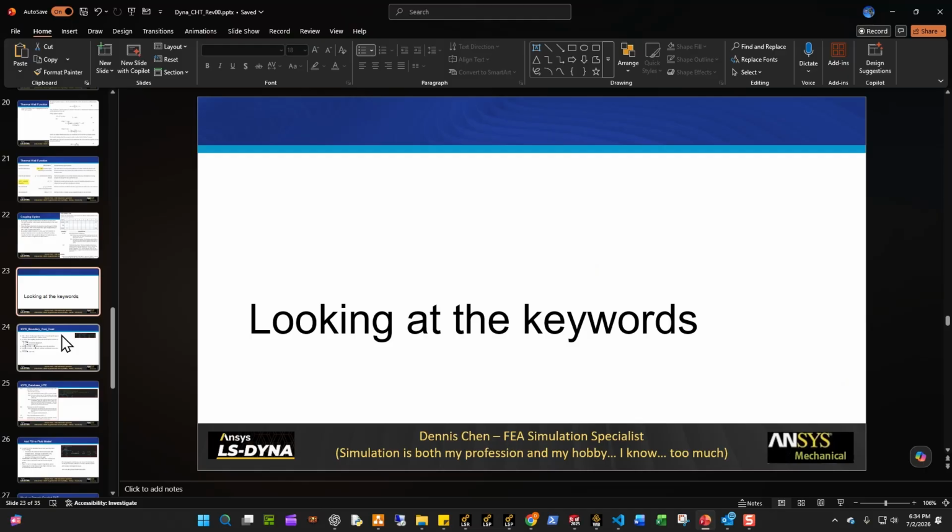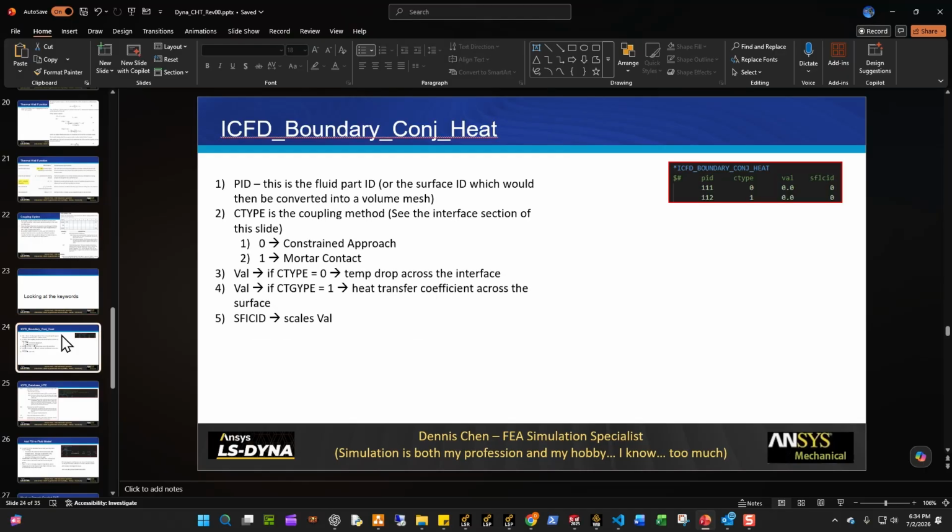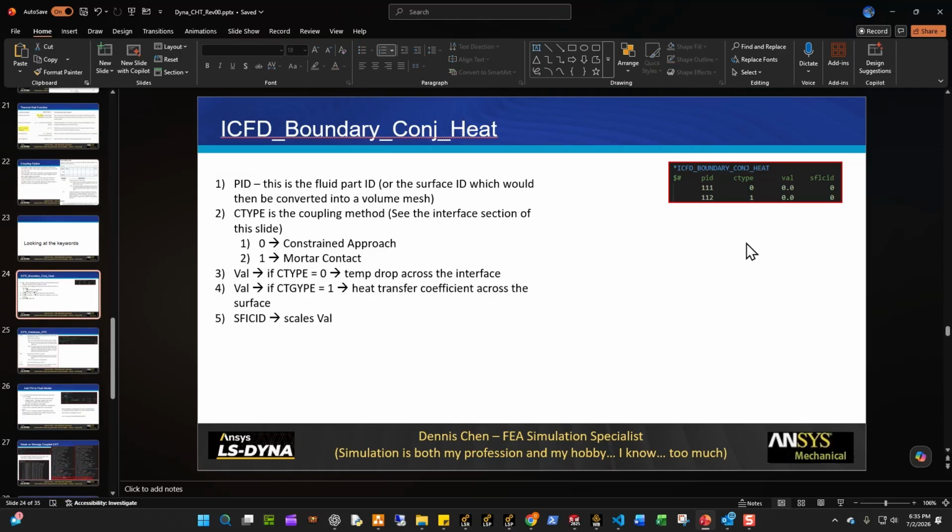Okay, so let's look at a couple main keywords for CHT that we haven't looked at before, right? The first thing is the ICFD boundary conjugate heat, right? This is the one in which we can define the nature of the interface, right? Is it constraint versus mortar? Usually it's going to go with constraint, right? And then you can also define some type of a temperature drop across interface. If you have any reason to believe there's a reason for a temperature drop between the interface, you can also define that there. Pretty simple.